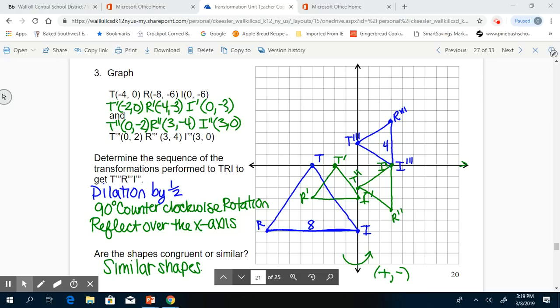All right, so you guys can go ahead now and answer the exit tickets and then move on to your homework. Tomorrow you will be a lot more independent with these.